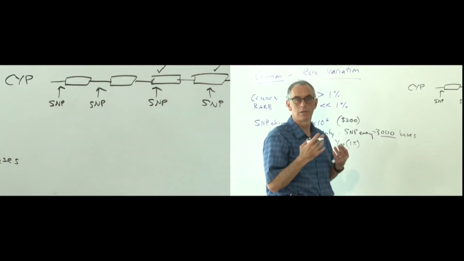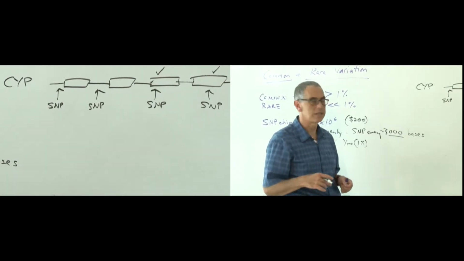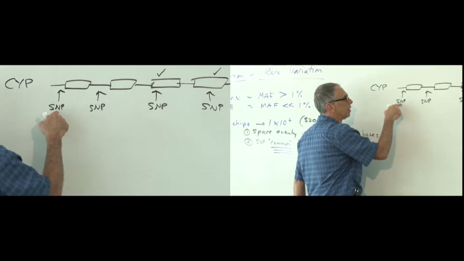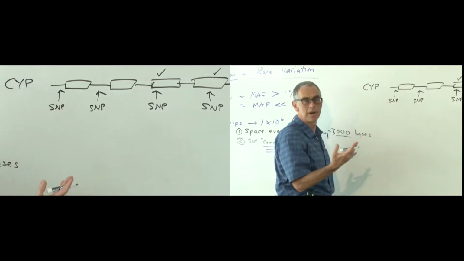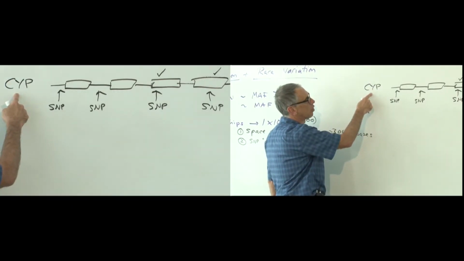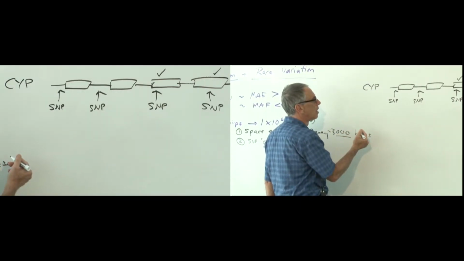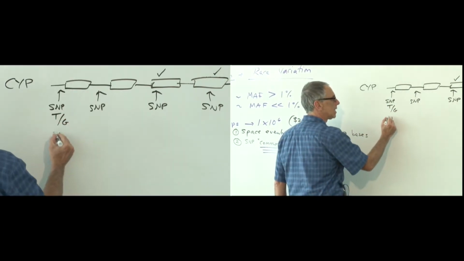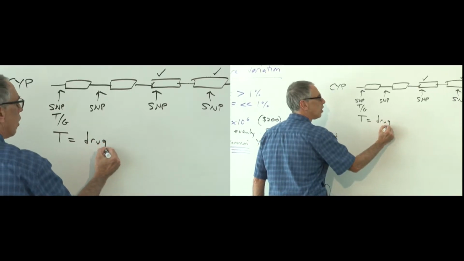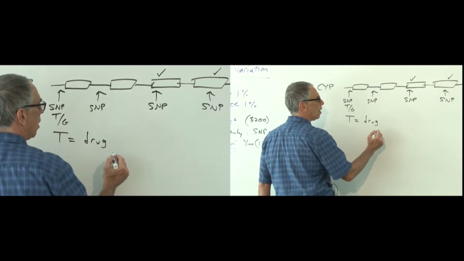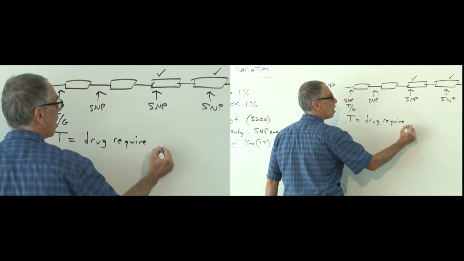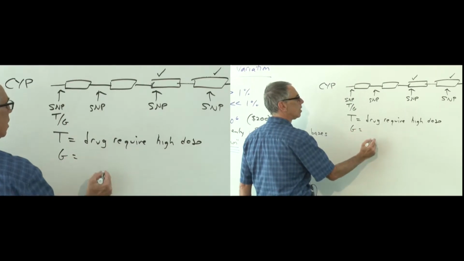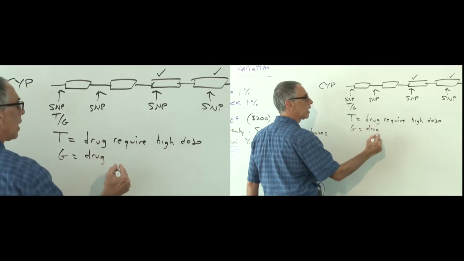When we do science, and we're going to be talking about this in another segment, we're looking for correlations between the allele in a SNP and drug response. So let's say this cytochrome is involved in metabolizing a drug. Perhaps this is a TG SNP, and when it's a T, the drug seems to require a high dose in order to get a good effect. Whereas when it's a G, the drug works okay with a low dose.